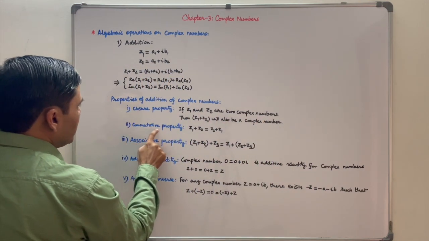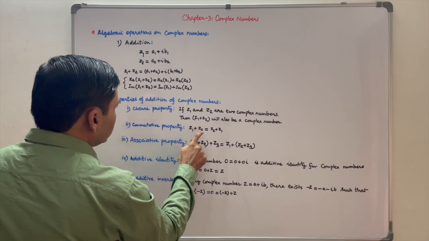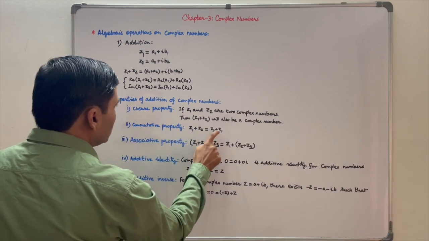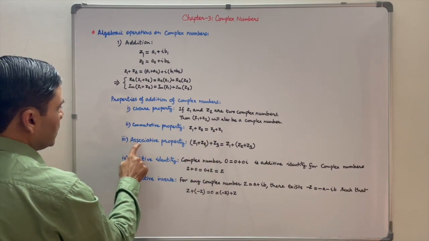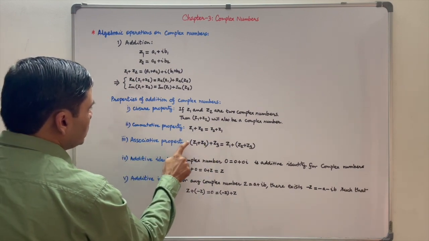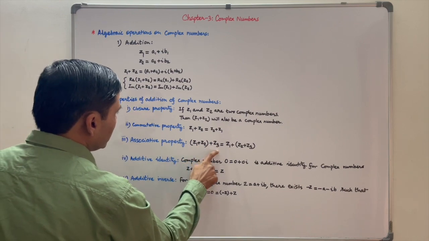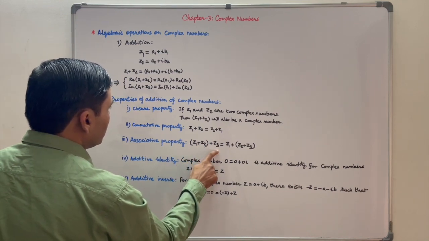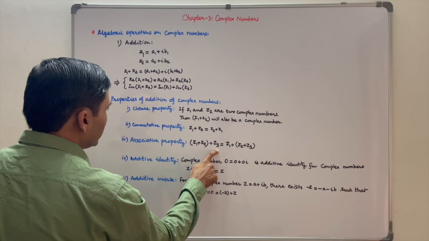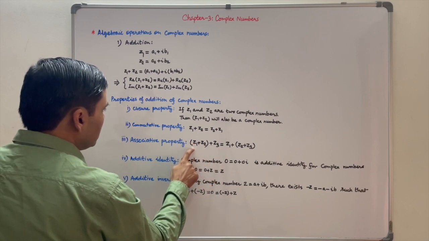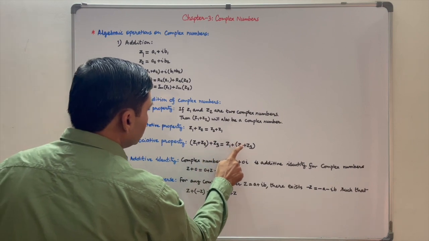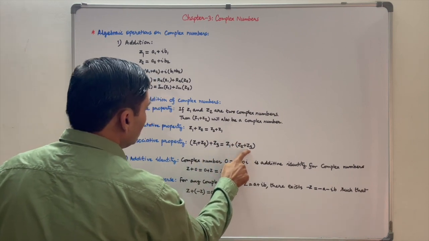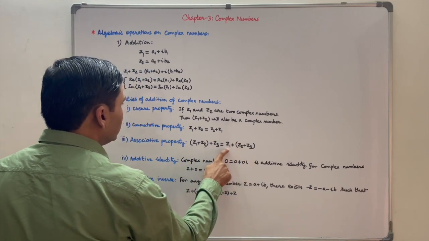Second property, commutative property. Whether you add z2 to z1 or z1 to z2, the result will be the same. Third property, associative property. Suppose z1, z2 and z3 are three complex numbers, then they can be added together in any order. First add z1 to z2 and the result to z3, or first add z2 to z3 and the result to z1. The outcome will be the same.